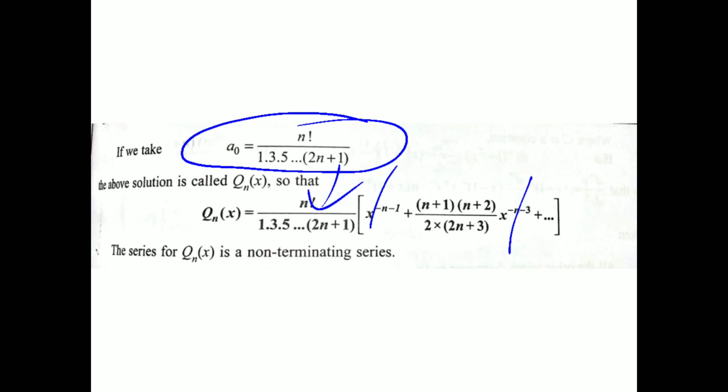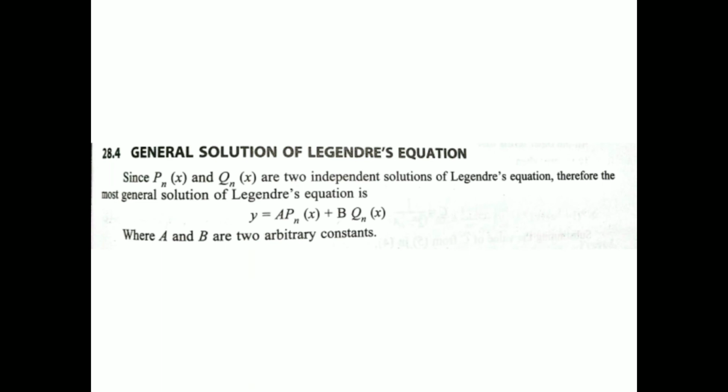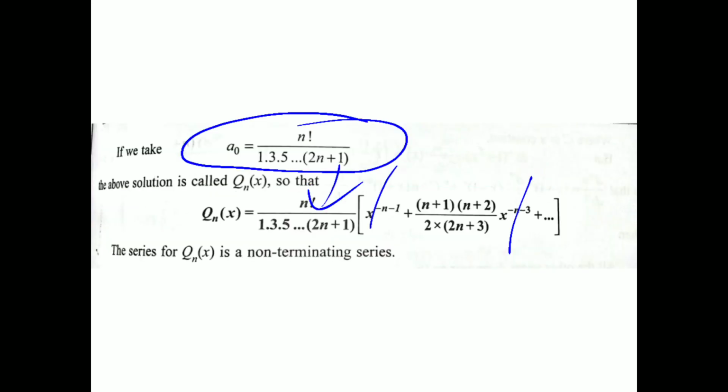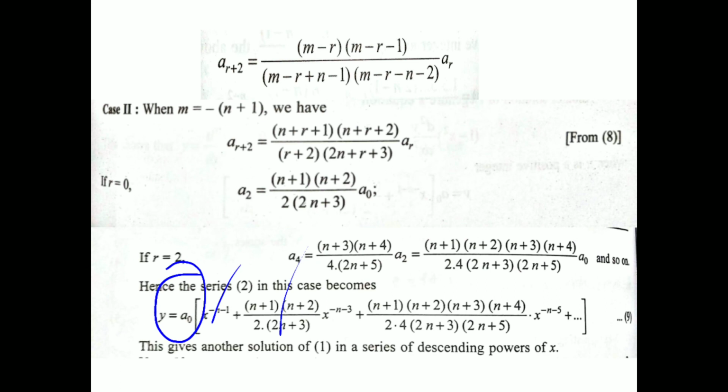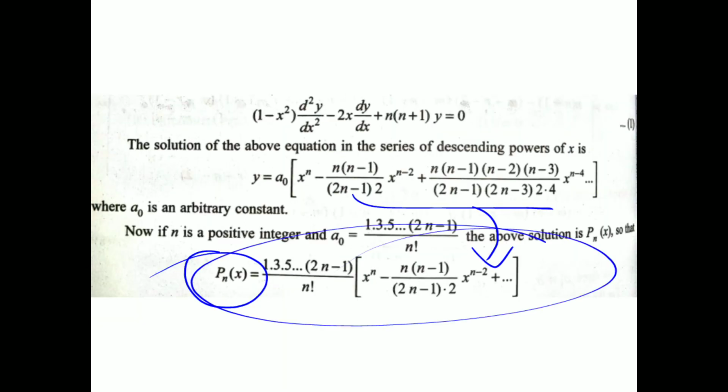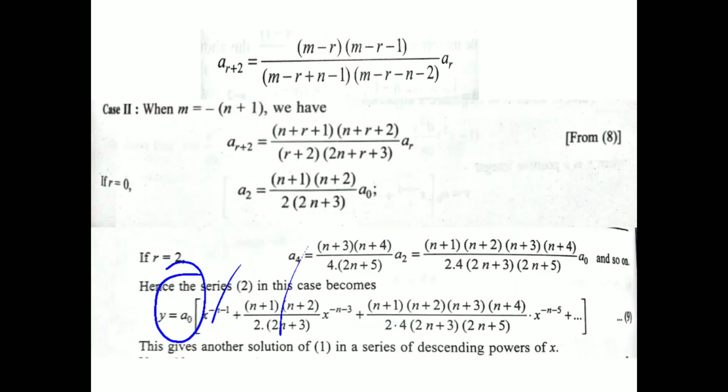Same. So the series for Qn of x is a non-terminating series. And this is another solution. This is a solution of the second kind, Legendre solution of the second kind. So finally, since Pn of x and Qn of x are two independent solutions of Legendre's equation, just we have found. So this is second kind and this is first kind based on the two conditions, m is equals to n, m is equals to minus n minus 1.